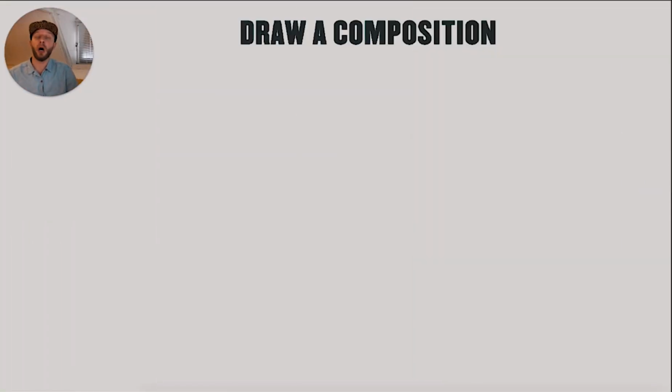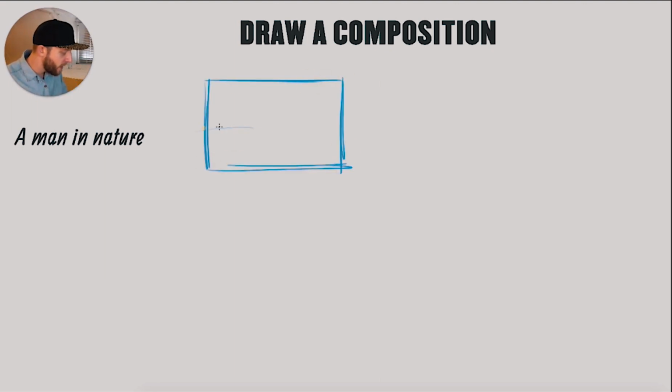Alright, so let's draw a composition. We're not going to make a final image fully rendered, we're just going to draw a couple of thumbnails to create an appealing composition and arrange how we're going to make an image. So I've just written down here a sentence that we can use to create the image. A man in nature. There's so many ways to interpret this, so let's do that as well and interpret it in a lot of ways.